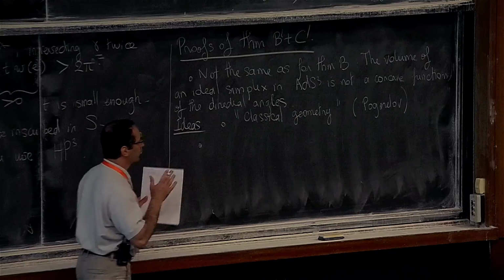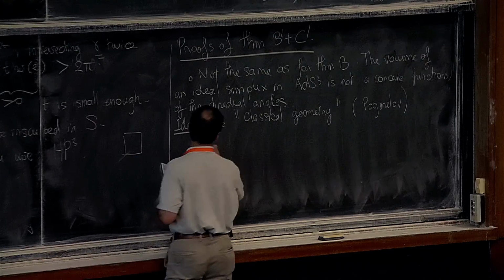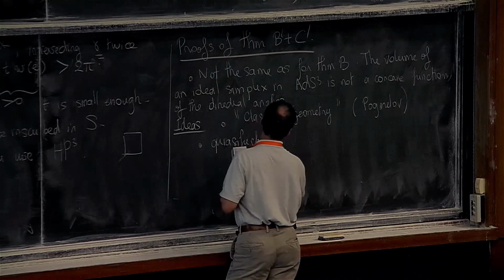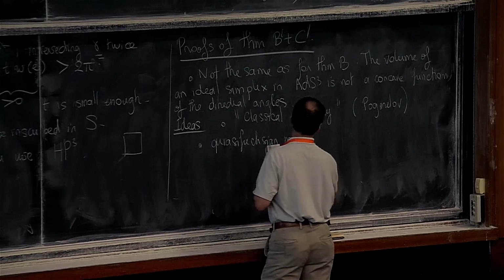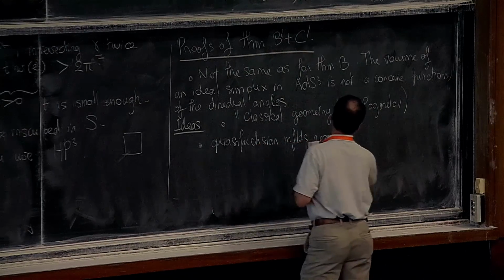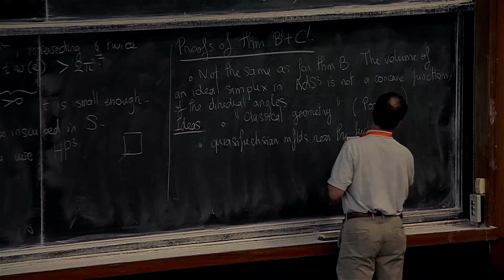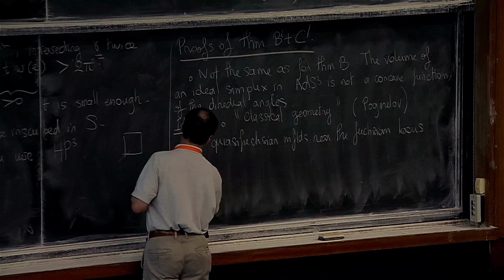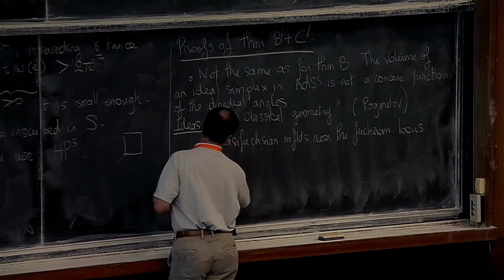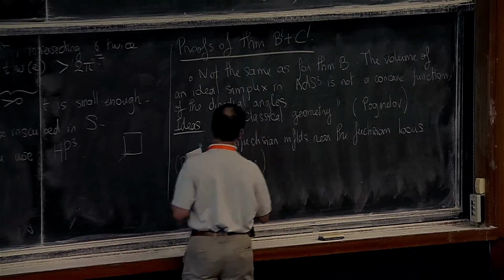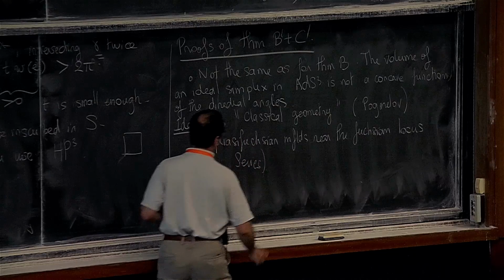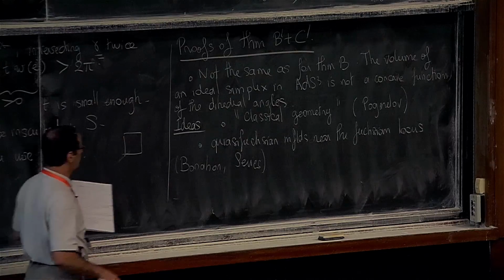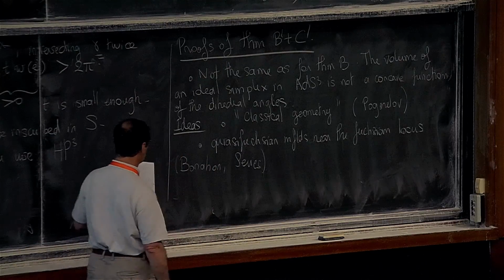Another thing that we actually use a lot are ideas, not results, but ideas from quasi-Fuchsian manifolds. And basically, mostly quasi-Fuchsian manifolds near the Fuchsian locus. And the people we need to quote here are Bonahon and Series, basically. So there are some results from Francis Bonahon and Caroline Series that are very close to what we need in this polyhedral setting. And we use those ideas, although we don't use their results, we use the same type of ideas.